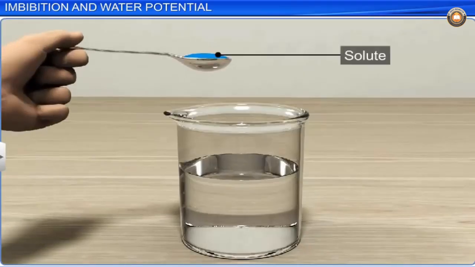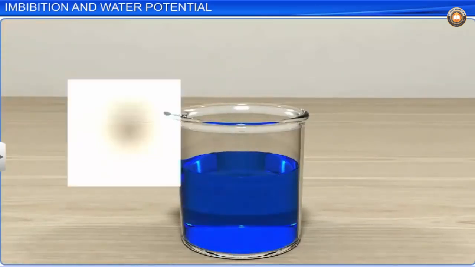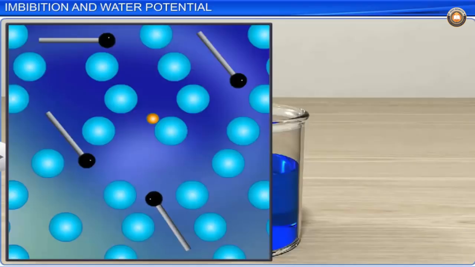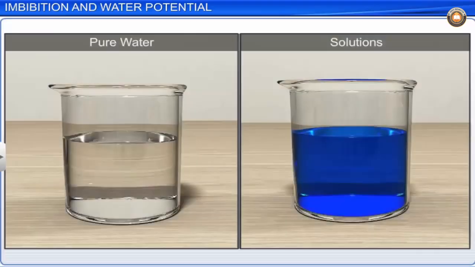If a solute is dissolved in pure water, the solution has fewer free water molecules. This decreases its water concentration, resulting in decreased water potential. Therefore, we can easily conclude that pure water has the greatest possible water potential, whereas the water potential of all solutions is less than that of pure water.